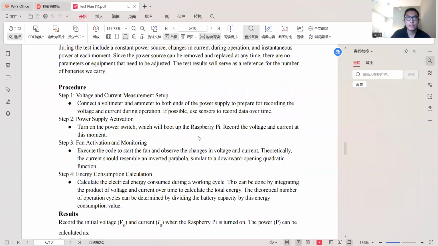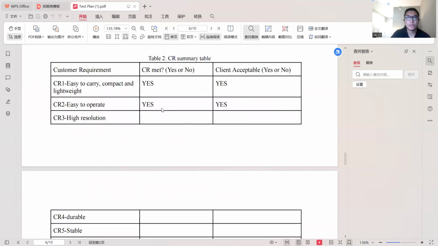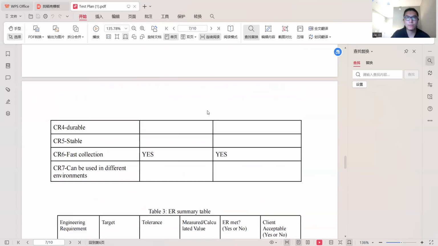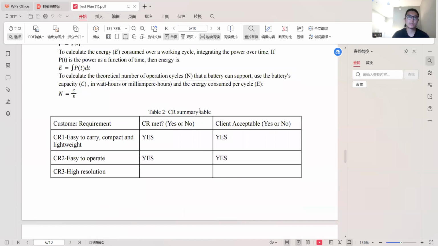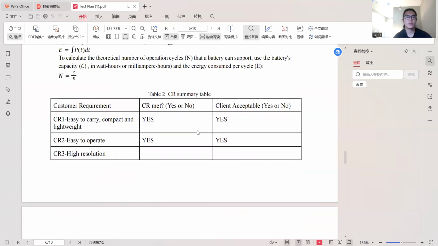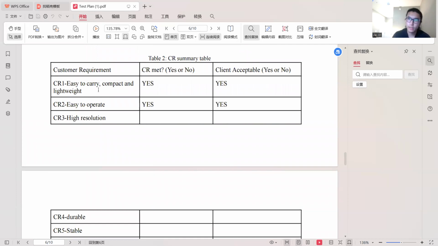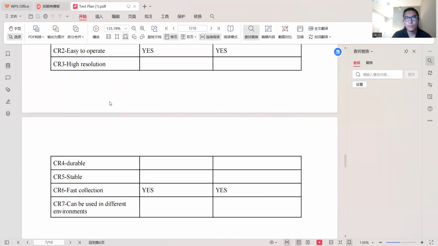And we mainly just updated these two tables, the ER summary table and the CR summary table. This table shows the completion level of CR. We have completed 3 out of 7 requirements, like easy to carry, impact, and lightweight. Also easy to operate and fast collection.